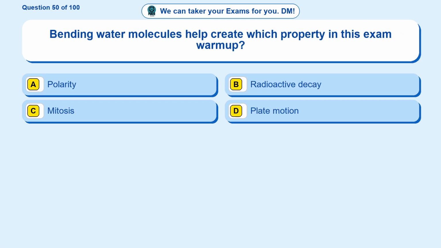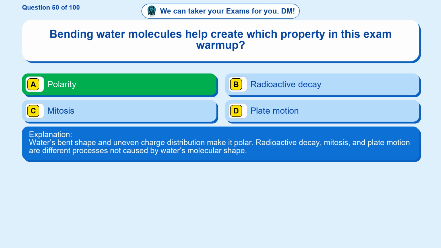Question 50. Bending water molecules help create which property in this exam warm-up? Option A polarity. Option B radioactive decay. Option C mitosis. Option D plate motion. The correct answer is option A. Polarity. Water's bent shape and uneven charge distribution make it polar. Radioactive decay, mitosis, and plate motion are different processes not caused by water's molecular shape.